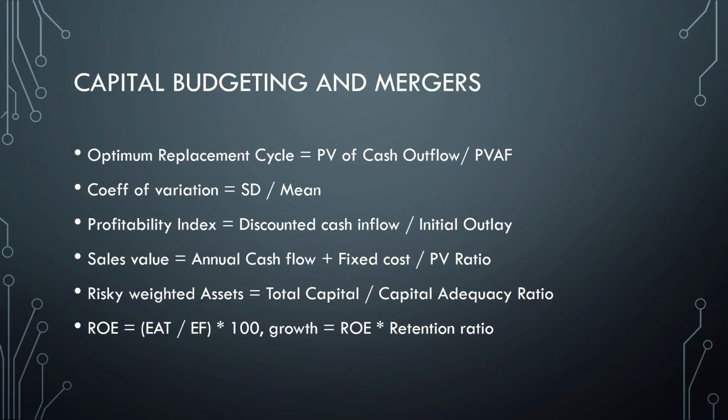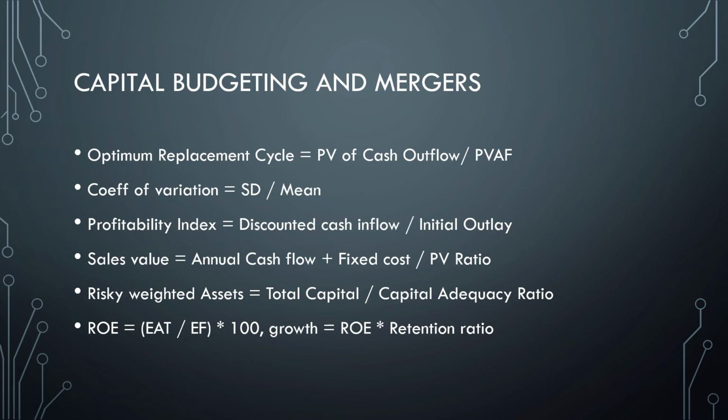Next one, how do we compute sales value? Sales value is equal to annual cash flow plus fixed cost by PV ratio. Next one, in mergers, this is very important. Many candidates get doubt on this. How do we compute risk weighted assets? It's nothing but total capital by capital adequacy ratio. In this problem you can see it's 180 by 5%, so that will give you 3,600 lakhs. A little bit of application will help you with these things. That is risk weighted assets equal to total capital by capital adequacy ratio.